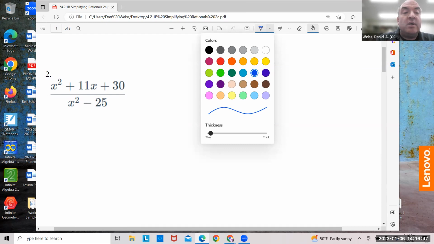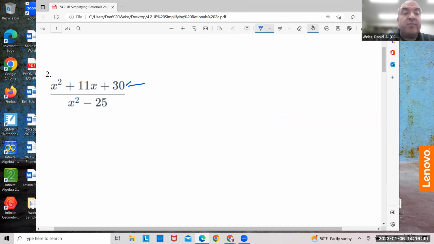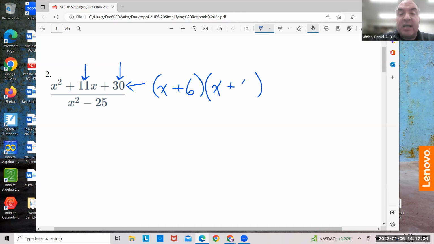So I'm going to start here and say what times what makes x squared? X times x. And now what times what makes positive 30 that added together makes 11? 6 times 5 is 30, and 6 plus 5 is 11.